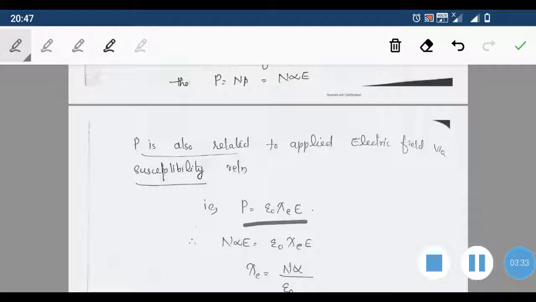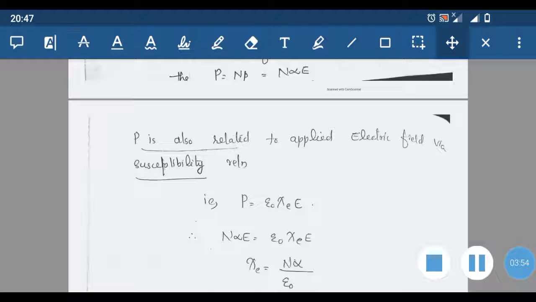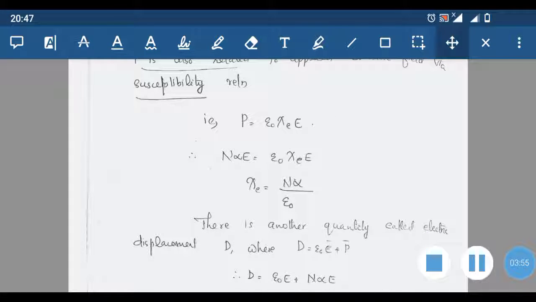Therefore we can compare these two expressions, P is equal to n alpha E and P is equal to epsilon 0 chi E, where chi E is the susceptibility and epsilon 0 is the permittivity of free space. Therefore, comparing these two equations, we get n alpha is equal to epsilon 0 chi E, or chi E is equal to n alpha divided by epsilon 0.